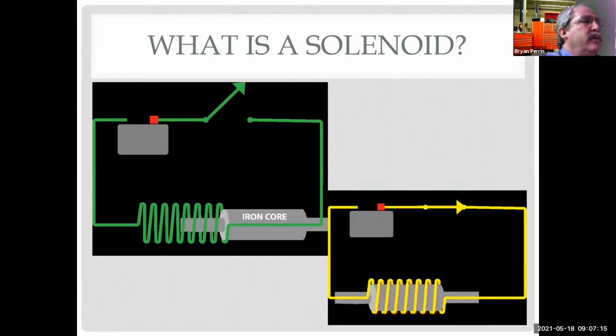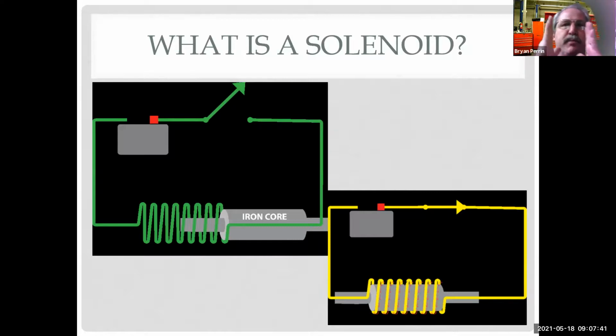What is a solenoid? A solenoid, we learned about these with our starter solenoid, but let's back it up a little bit and oversimplify it. A solenoid is something that generates an electromagnetic field around an iron core, causing the iron core to move. That's it. The only question is, what do we want to have happen when we move the iron core?